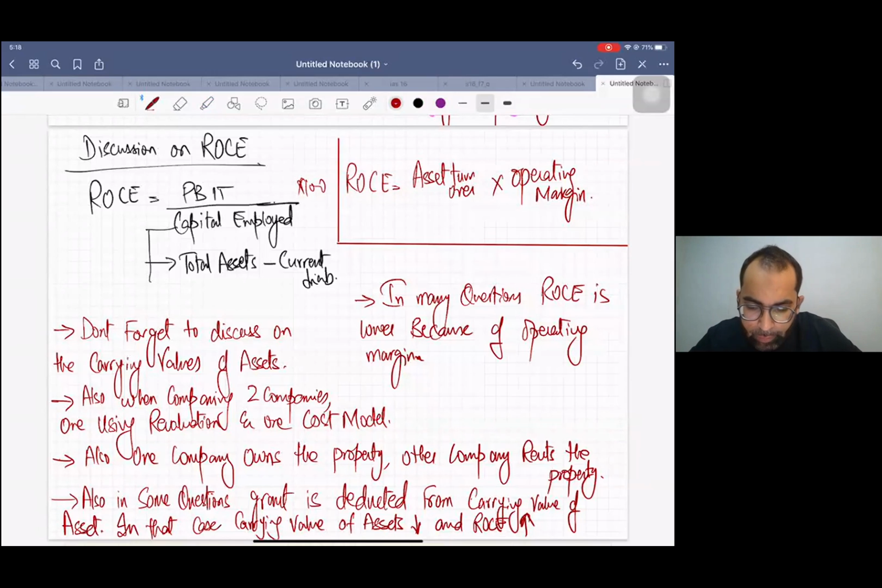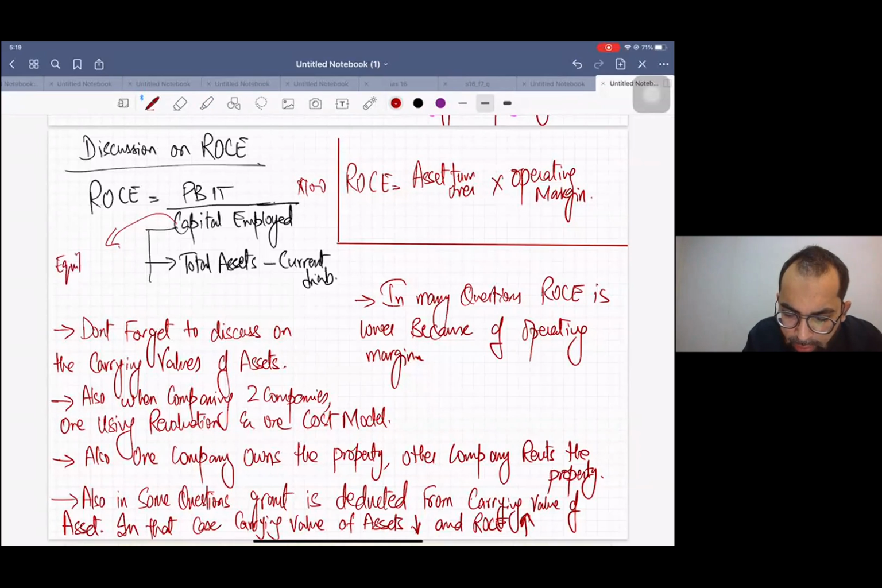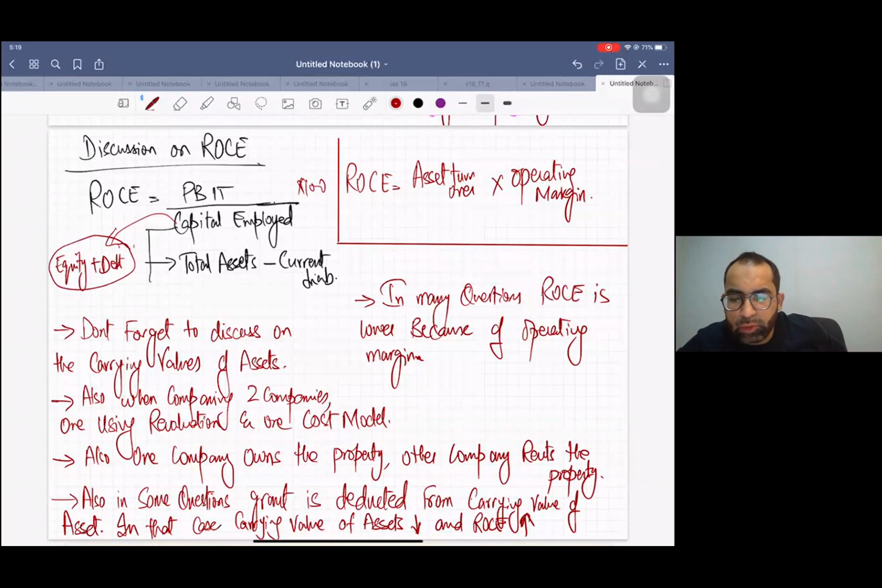Look at here. What is capital employed? The first formula of capital employed is total assets less current liability, and one more formula of capital employed is equity plus debt. Both formulas are equally acceptable. The first formula is total assets less current liability, and the second formula is equity plus debt. Okay, now listen.